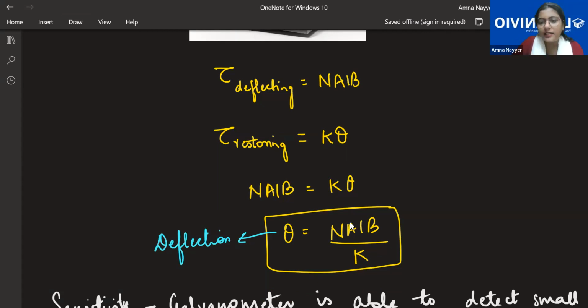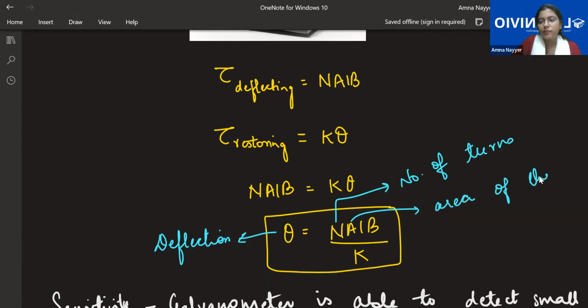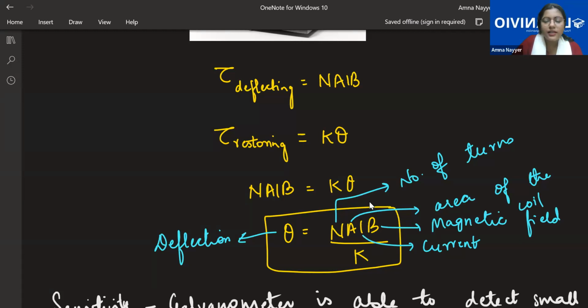And N is the number of turns that we earlier also saw. A is the area of the coil. I is the current. B is the magnetic field. These things we've already seen in the torque part. Now, what is this K? K is basically a constant that we call the torsion constant.